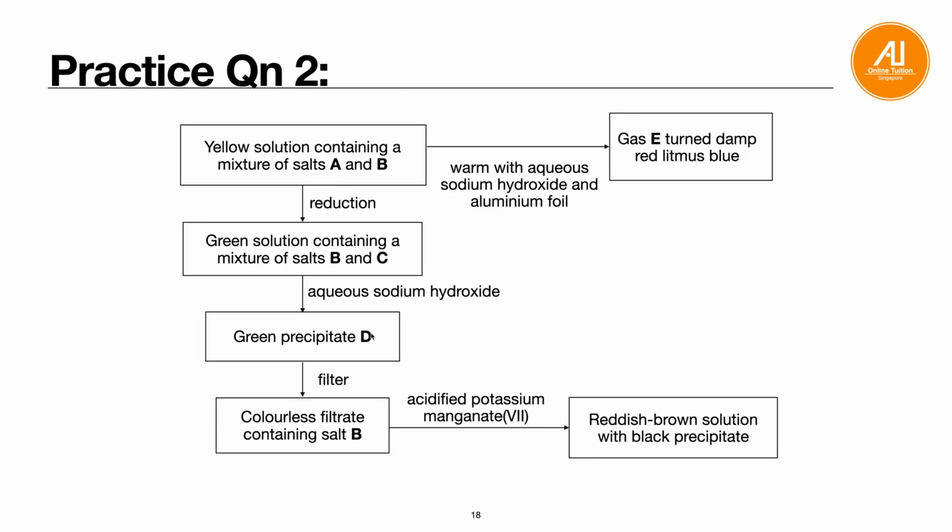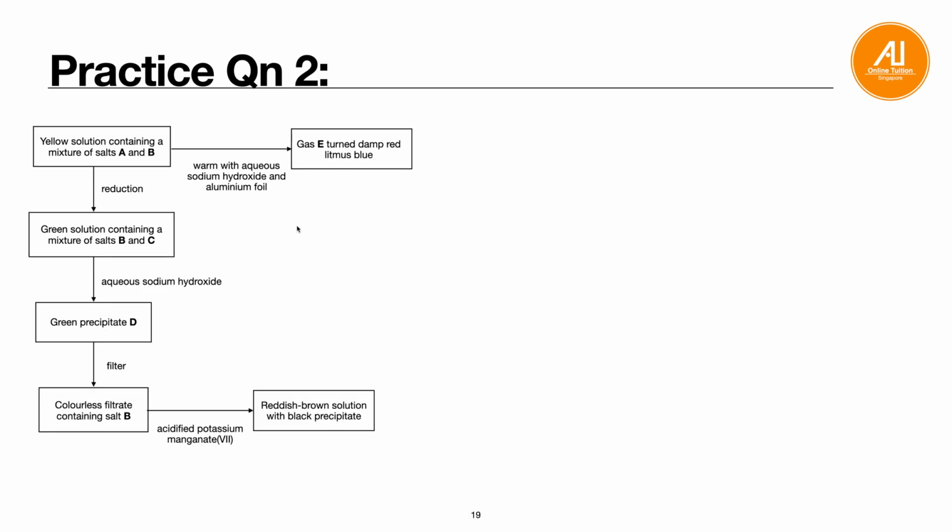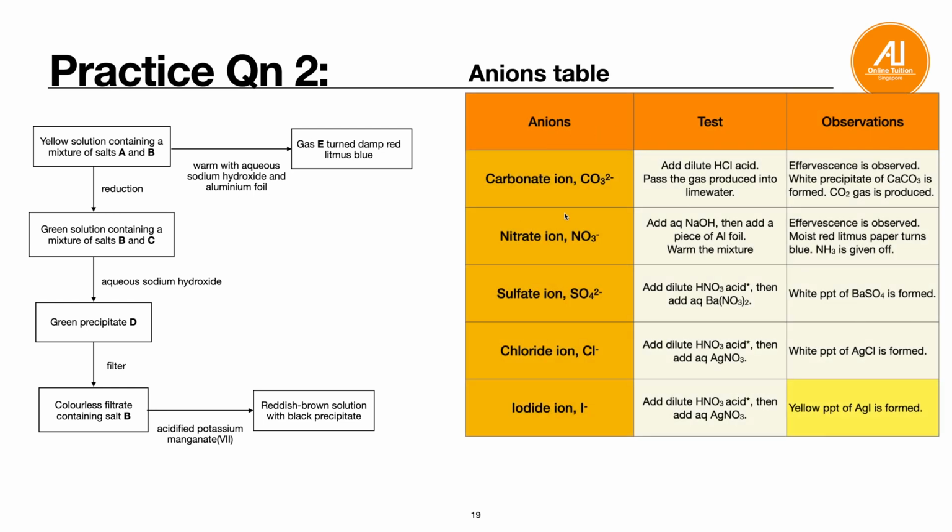Practice question 2. So let's look at this one first. We'll start from the top here. So let's look for the reagent that you add in. Warm with aqueous sodium hydroxide and aluminum foil. So you should always look for the very unique test. So this test reminds you of which one? Okay, aluminum foil. So most likely it is an anion. Okay, anion table. So which anion do you add sodium hydroxide and aluminum foil for? So it's actually this part here. Add sodium hydroxide, aluminum foil, and then you warm it. Okay, so effervescence, a gas E that turns red litmus paper blue.